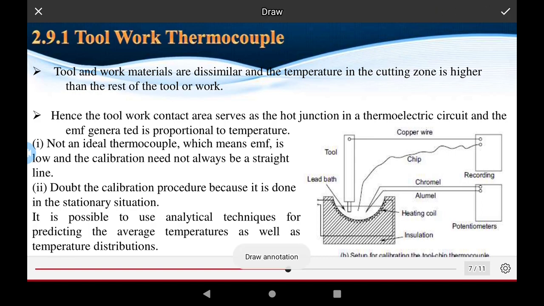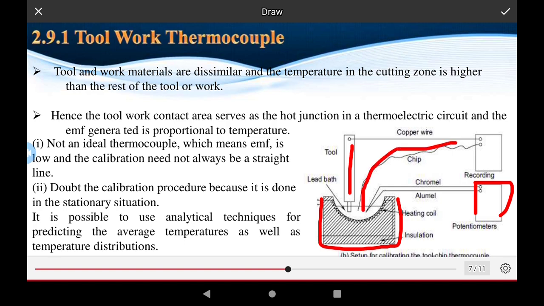There are also potentiometers. This is the use of potentiometers. This is the workpiece and this is the tool. The heat generated at the chip-tool interface leads to a path from the tool tip through the materials and copper wire. The tool is connected to the copper wire, and the copper wire is also connected to the reading of the parameter, and the reading is recorded in the generator room.